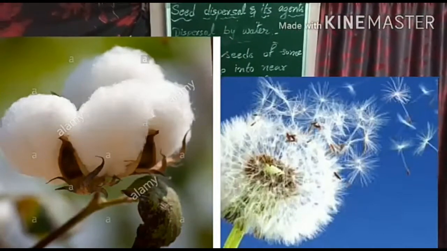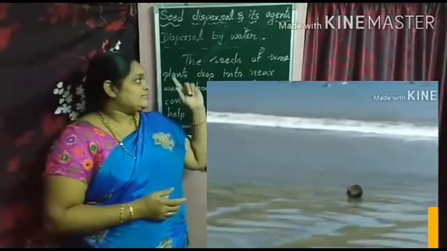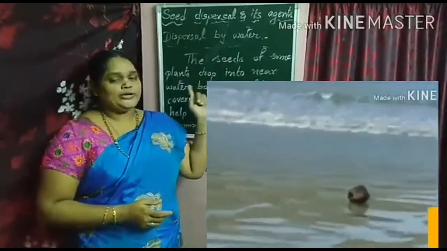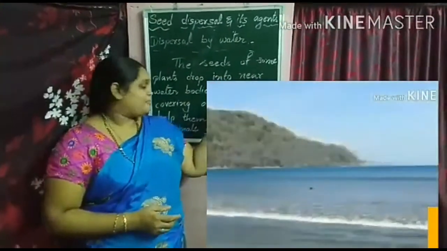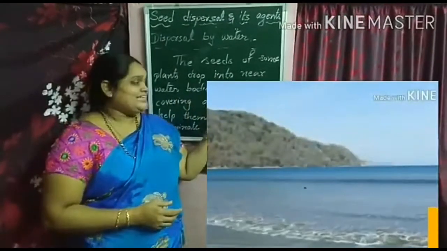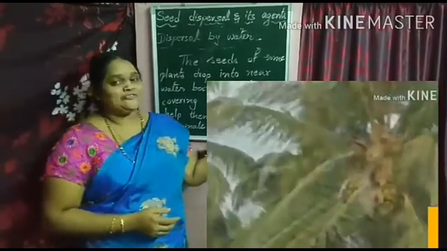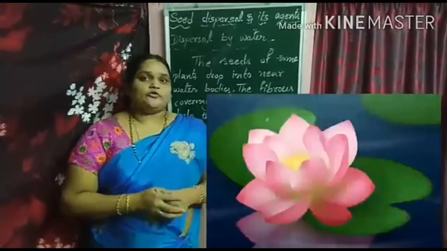So now the next topic, dispersal by water. The seeds of some plants drop into near water bodies. These seeds have a fibrous covering that helps them to float and they can germinate in a different place. Examples are coconut and the fruit of a lotus.